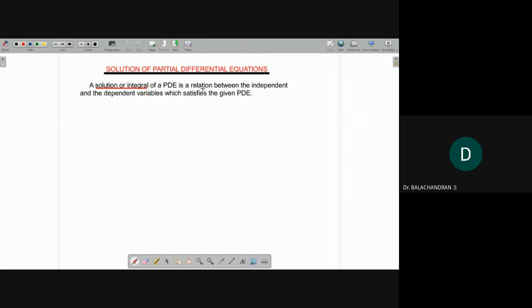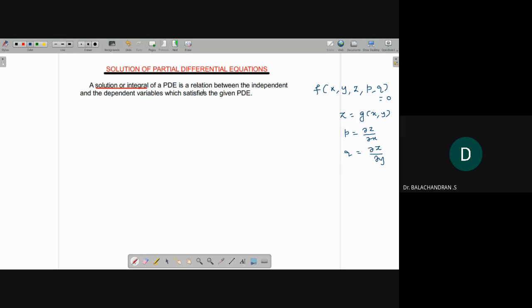A solution or integral of a PDE is a relation between the independent and the dependent variables which satisfies the given PDE. Before this, the PDE is a function f(x, y, z, p, q) equal to 0. This is the general form of a PDE. Here z is a function of x and y, so z is the dependent variable, and x and y are the independent variables. P means dou z by dou x, and q means dou z by dou y.